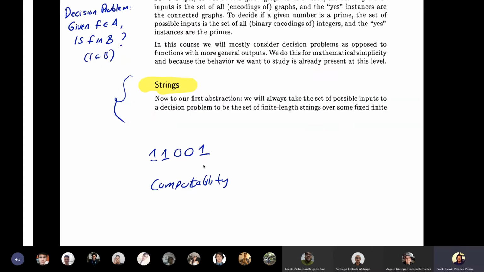Strings, you know what a string is. A string is a sequence of characters. For example, this is a binary string. The string of 1 followed by 1 followed by 0, 0, 1. So that's a string. And this string belongs to the alphabet 0, 1. That means they are sequences that are formed from symbols that are either 0 or 1.